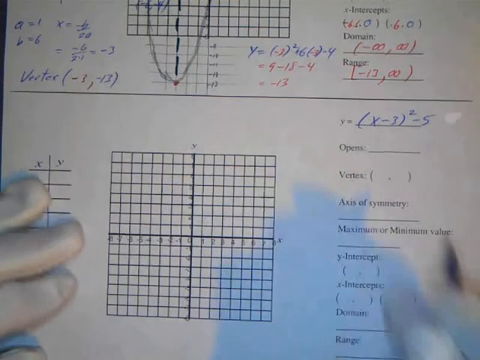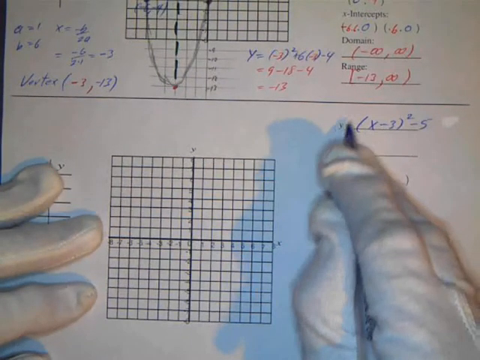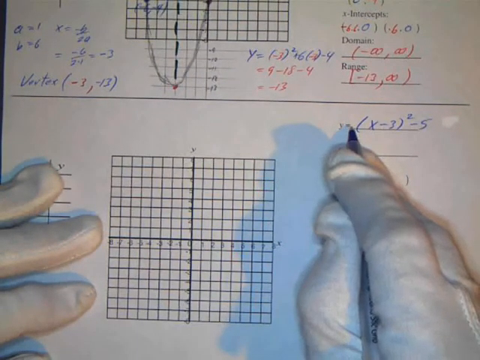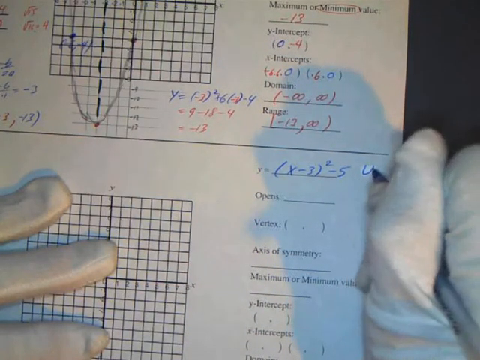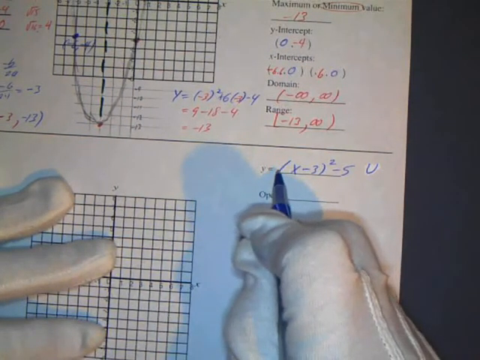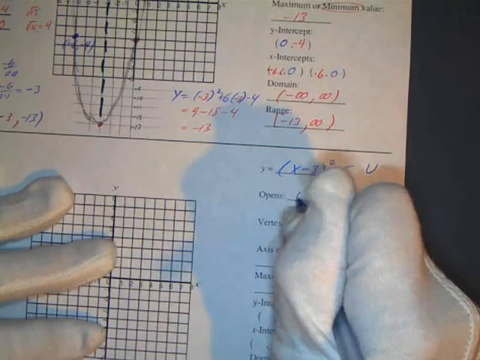So first of all, does it open up? Well, this is the sign in front. There's always like an a in front of this, and that's positive, so it's going to be shaped like a U because it's positive. If it's negative, it's shaped like an n, so that's easy. So it opens up, so that's nice.